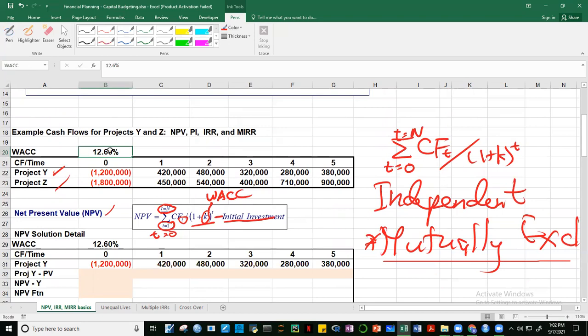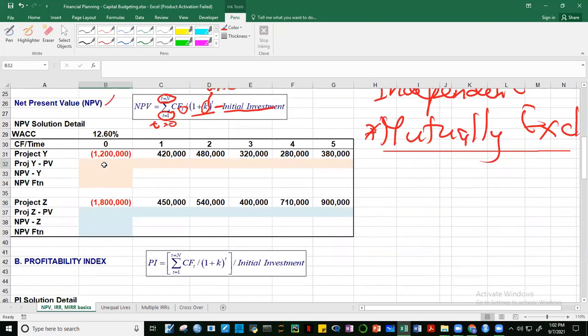Okay, so this is your weighted average cost of capital. There are two ways to compute for the NPV, I'm sorry. Either we get the present values first and then add, or use the NPV function of Excel. So let's do both. So negative, di ba, negative PV siya.